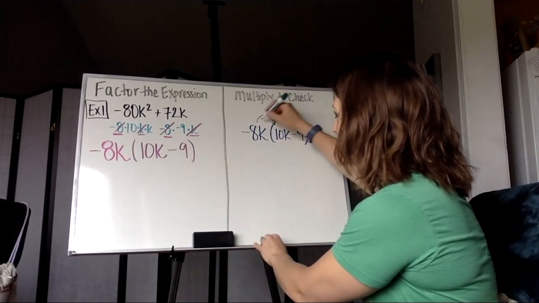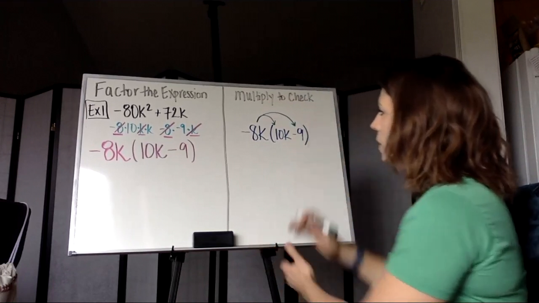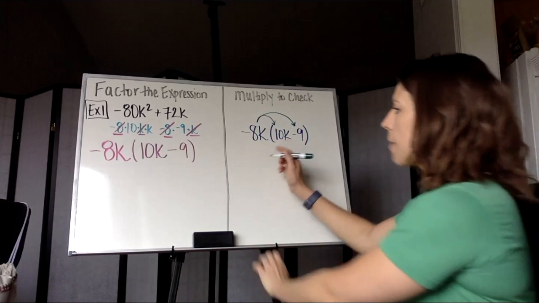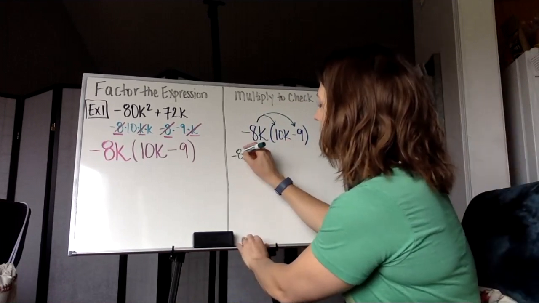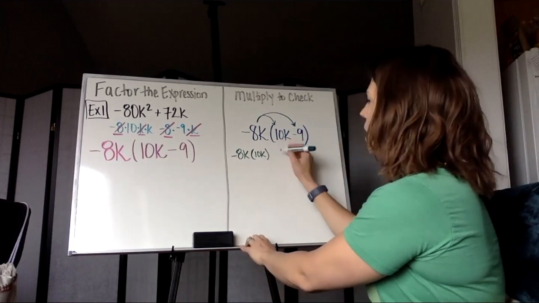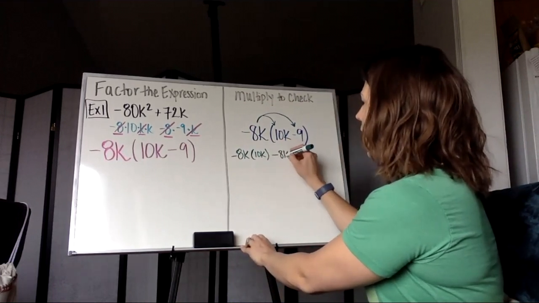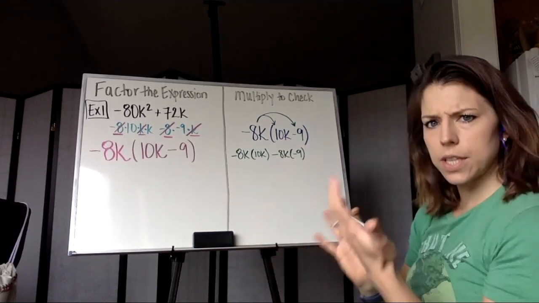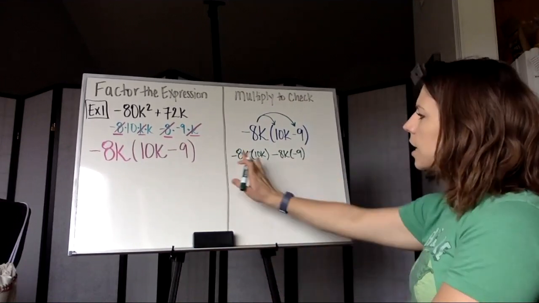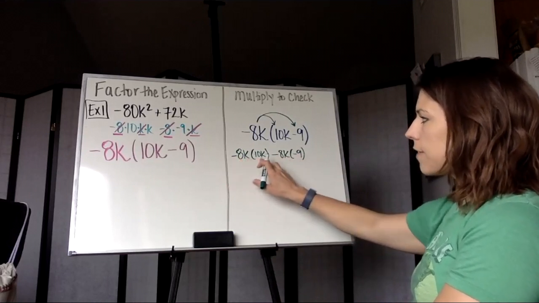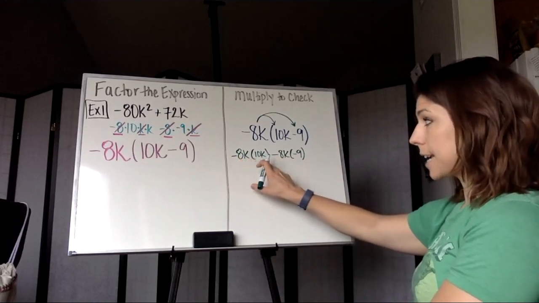That just means all we have to do is regular old distribute. Take the outside term, multiply it by both inside terms. So here we go. Negative 8K times 10K. I'm going to write that out. Negative 8K times 10K. And then you have negative 8K times negative 9. So I just wrote it out so that we could kind of look at it. Now, the order doesn't matter when you're multiplying. So in this case, I could do negative 8 times 10 first and then K times K.